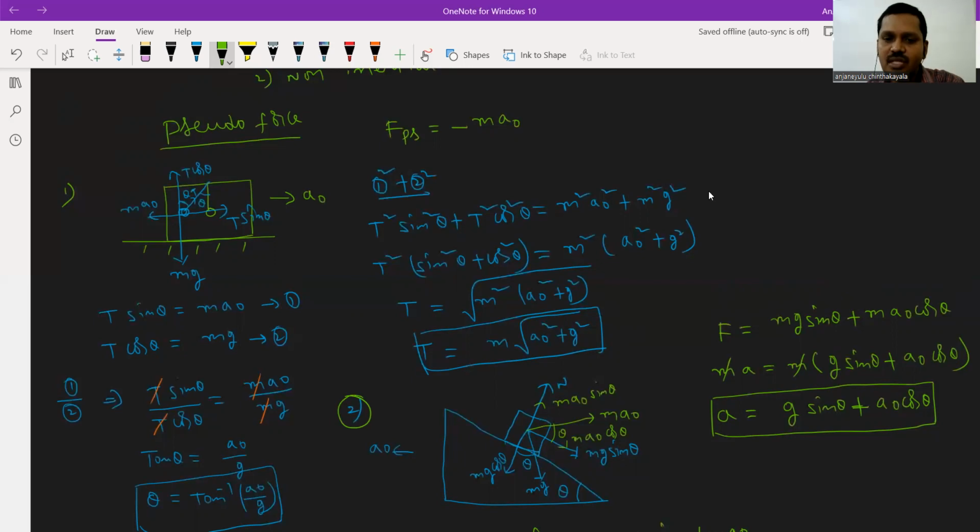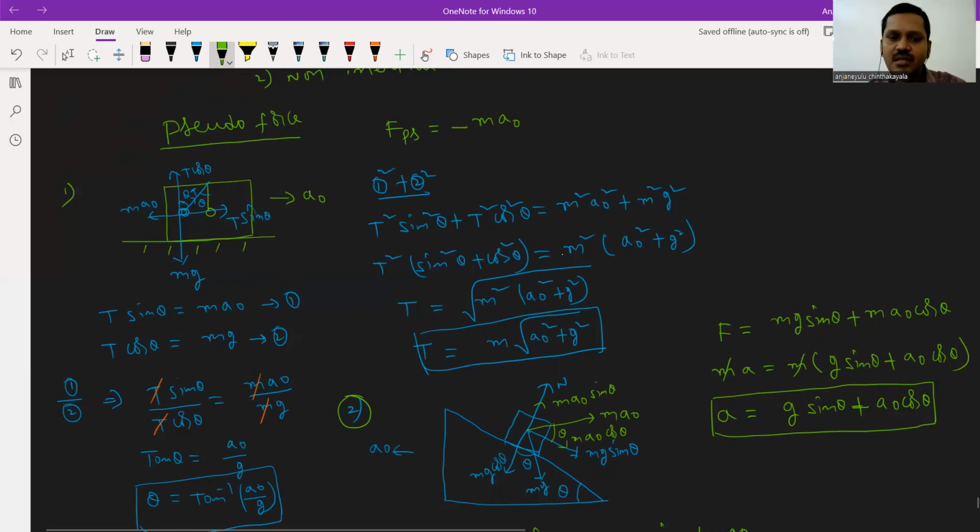But now the pseudo force acts along this direction, m a naught. m a naught makes an angle theta along mg sin theta, so m a naught cos theta and m a naught sin theta act along the normal force on the body. So from the diagram, the total downward force is equal to mg sin theta plus m a naught cos theta. Taking m common on the right side, ma is equal to m into g sin theta plus a naught cos theta. Then finally, the acceleration of the block, a, is equal to g sin theta plus a naught cos theta. This is the final equation.